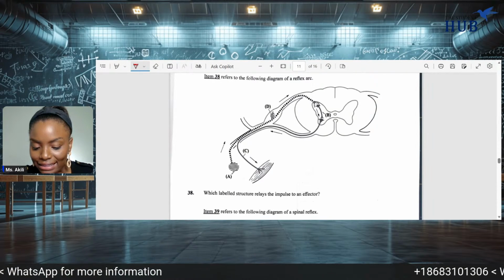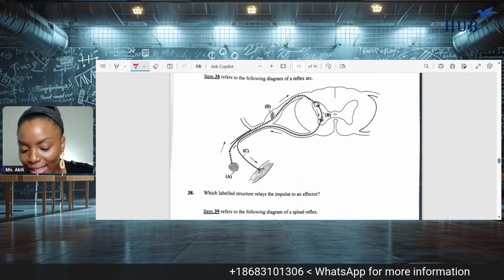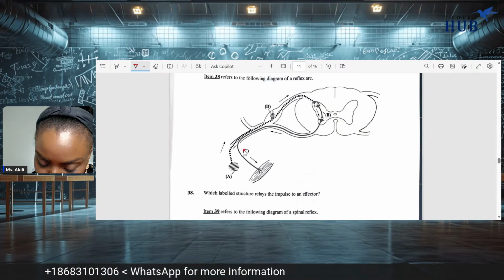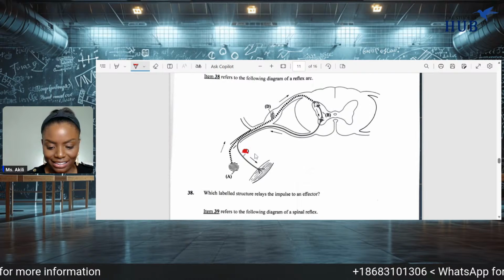So everyone is saying C, right? That C would be conducting, relays the impulse to an effector. So I agree, that is C. But you know, we're here to learn around the question. So what is C?